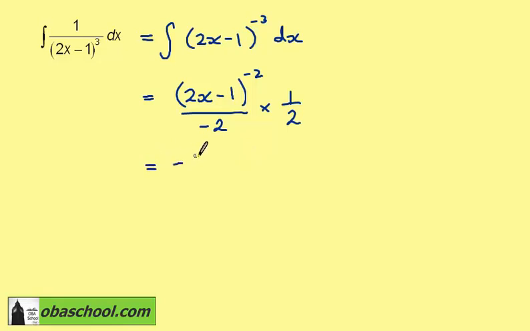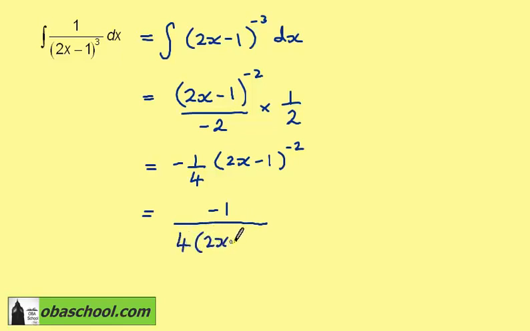This gives us minus a quarter of (2x minus 1) to the power minus 2, which can be rewritten as minus 1 over 4 times (2x minus 1) squared, plus a constant.